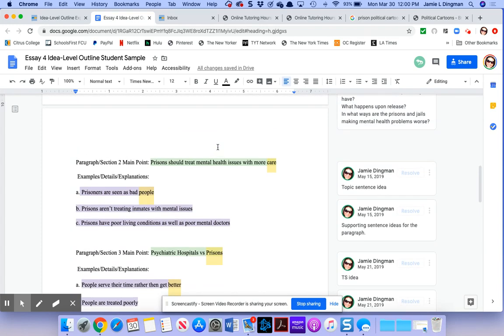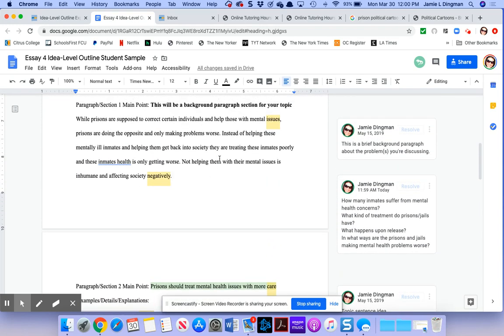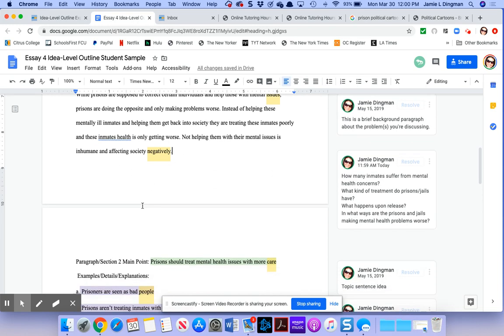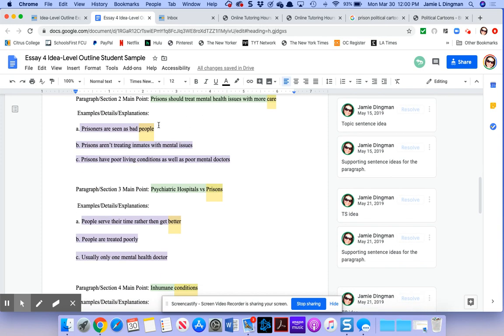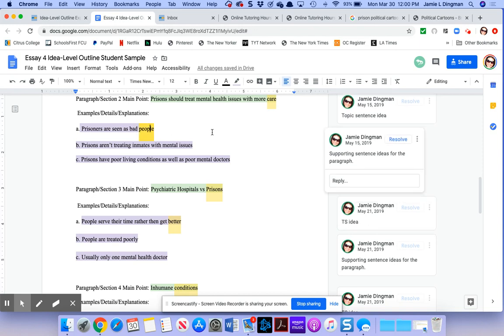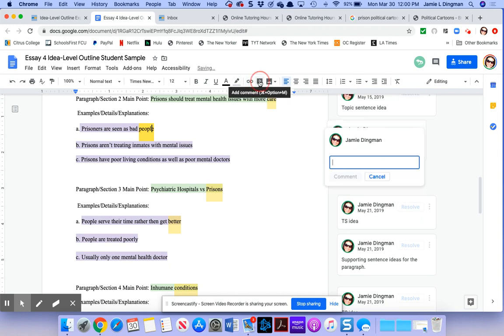Okay, so then we get into their main points, right? Because now they're supposed to be explaining to us how the system is making all these things worse. So their first section says prisons should treat mental health issues with more care. Okay, so that's what this whole section is going to be about. Now let's see what kind of details they're going to be talking about. So they're going to be explaining how prisoners are seen as bad people. I would want to know what else do you have going on here? This is one supporting idea, but maybe let's say prisoners are seen as bad people.